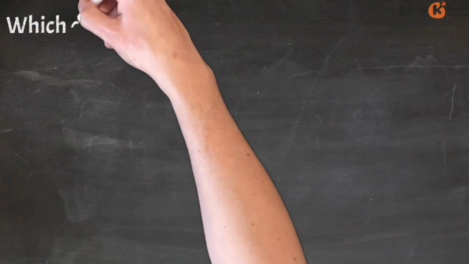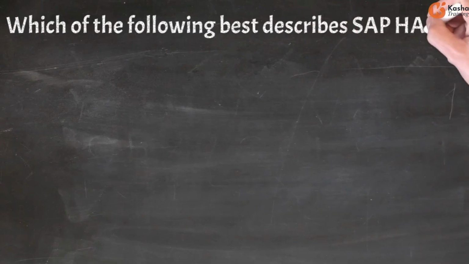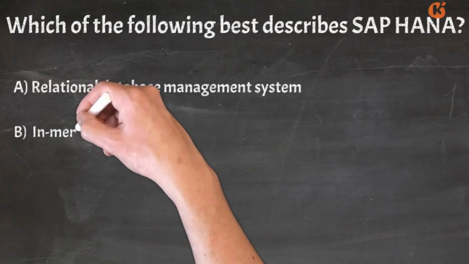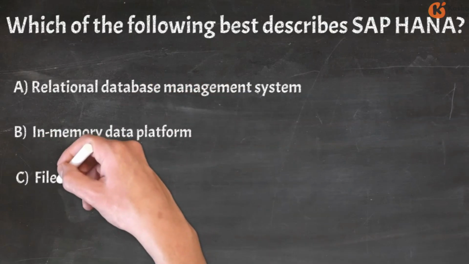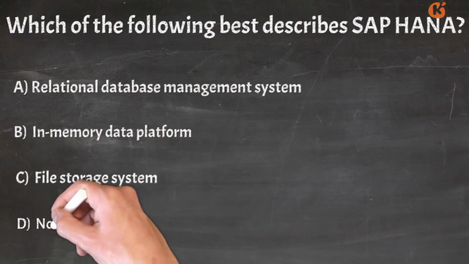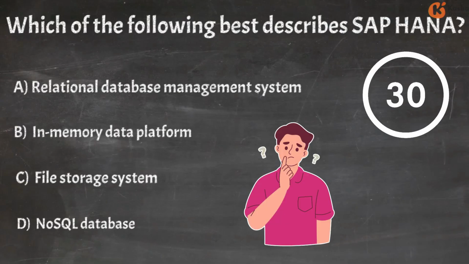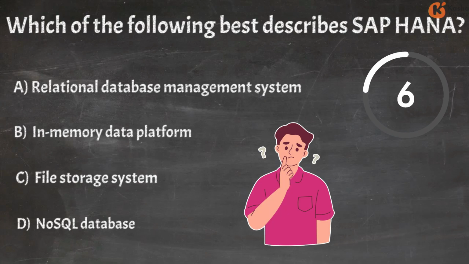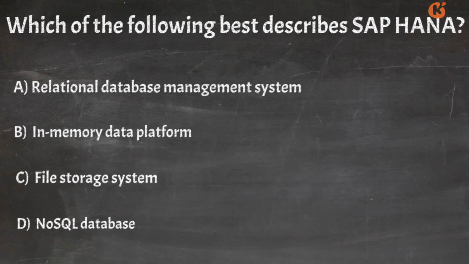Question 1. Which of the following best describes SAP HANA? A. Relational database management system. B. In-memory data platform. C. File storage system. D. NoSQL database. Correct answer B. In-memory data platform.